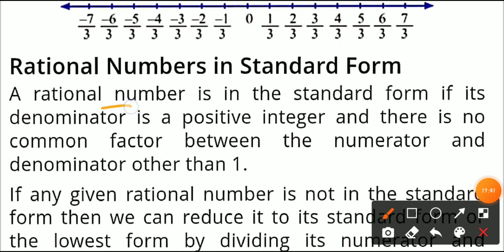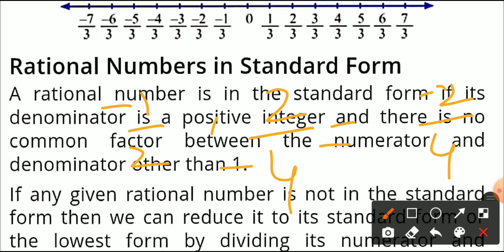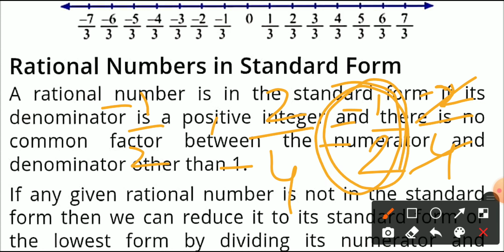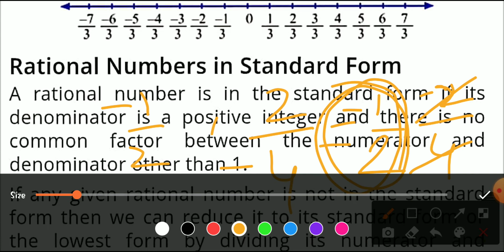So minus 1 upon 2 is in standard form, and if you want to convert 2 upon minus 4 into standard form, the first thing you have to do is shift this minus sign to the numerator. Then afterward you have to convert it into the simplest form. 2 ones are 2 and 2 twos are 4, so you will have here minus 1 by 2, which is the standard form of 2 upon minus 4.